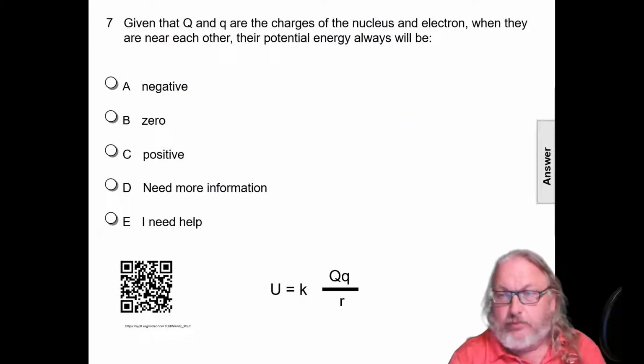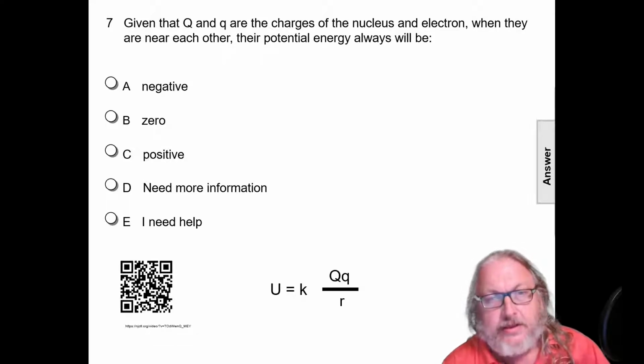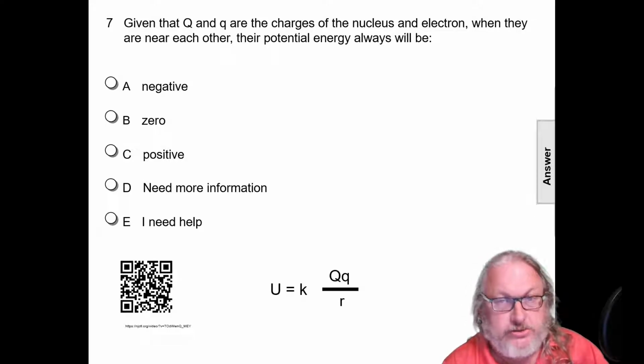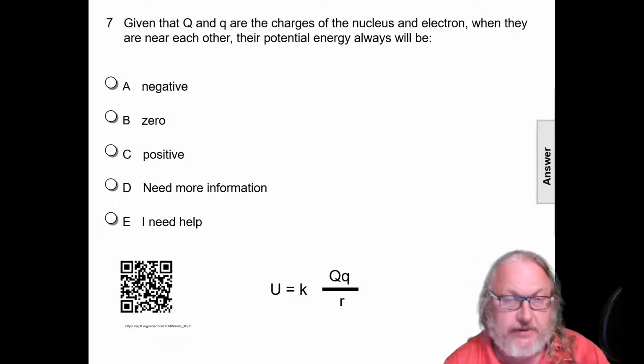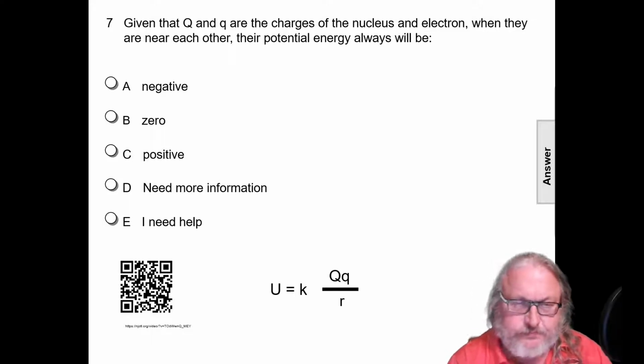So let's take a little quiz break, if you would. Given that capital Q and little q are the charges of the nucleus and the electron, the positive and negative charges, when they are near each other, what would their potential energy be? Take a break and we'll talk about it.